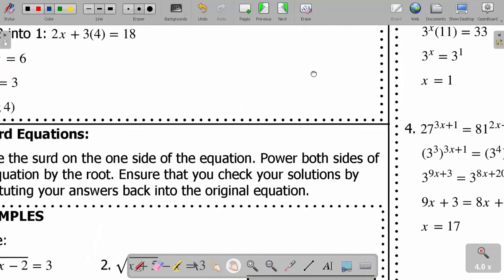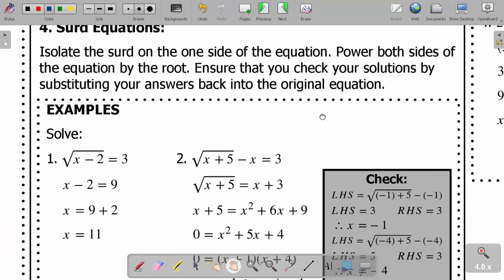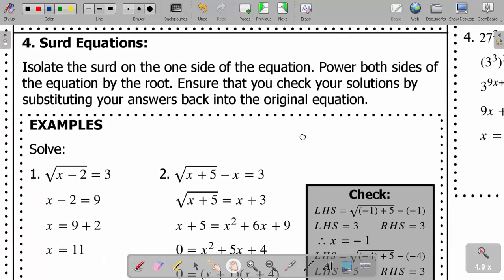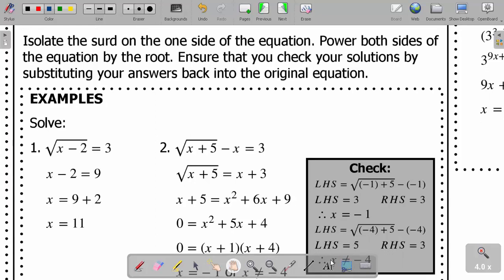Hope we are together. Then sometimes you have what are called surd equations. In this particular case, you isolate the surd on one side of the equation, power both sides of the equation by the root, then ensure that you check your solutions by substituting your answers back into the original equation. Okay, I repeat, this is the method here. We said that you do what? First of all, you isolate the surd on one side of the equation.